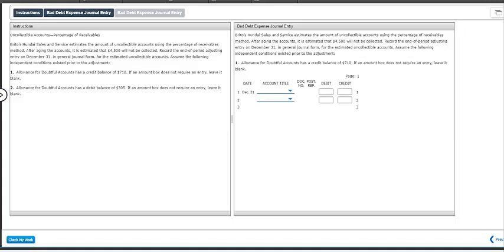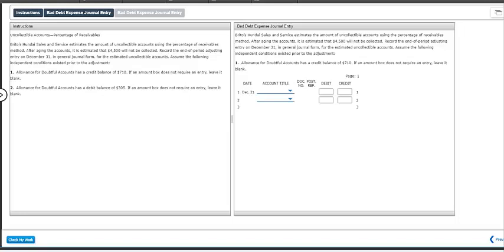Under number 1, the assumption is the allowance for doubtful accounts has a credit balance of $710. Now, if you're using the percentage of receivables method, you want your ending balance in your allowance for doubtful accounts to be the amount of your estimate. So our estimate is $4,500, and we need that to be over on the credit side because the allowance for doubtful accounts has a normal credit balance. It's contra to accounts receivable. So accounts receivable has a debit, and the allowance for doubtful accounts should have a credit.